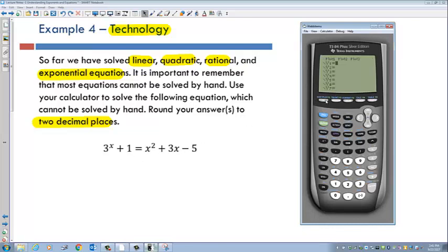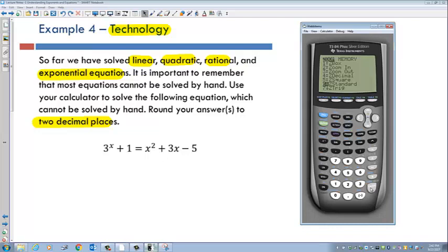So hit y equals, and then plug in 3 raised to the x, and then add 1 to it. Hit enter, and then do x squared plus 3x minus 5. So that's the right-hand side of that equation. We really don't know where to look, and there's no context to this problem, so we don't even know where to guess. So if that's the case, we always do a standard window. So just go to Zoom and go down to Z standard.